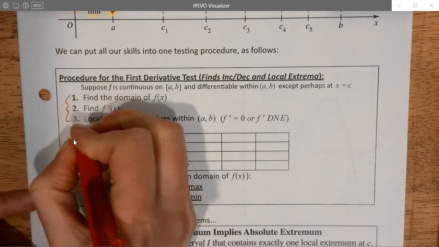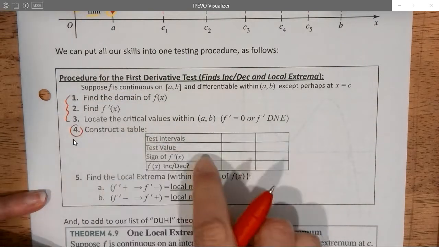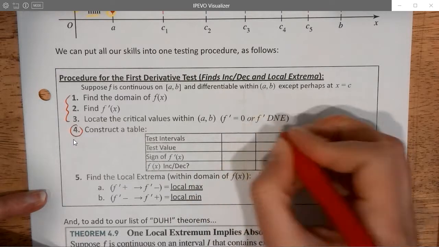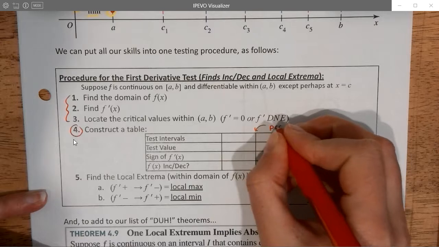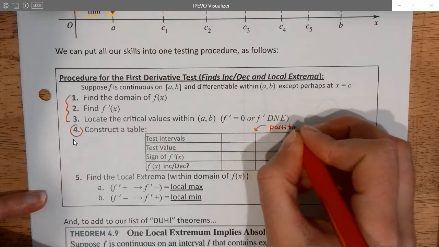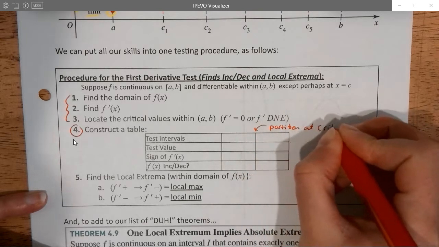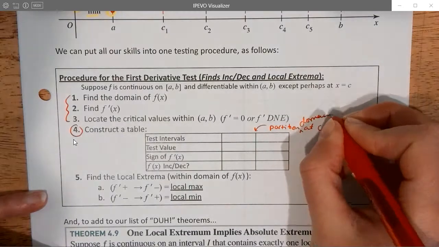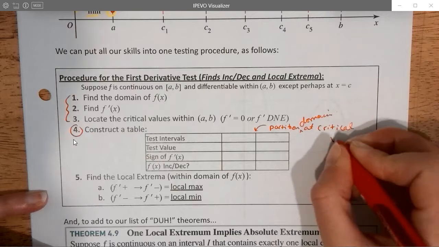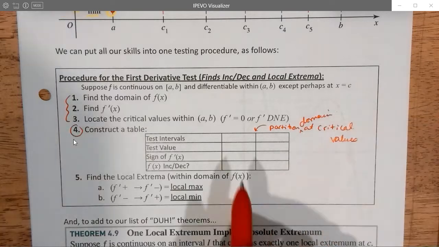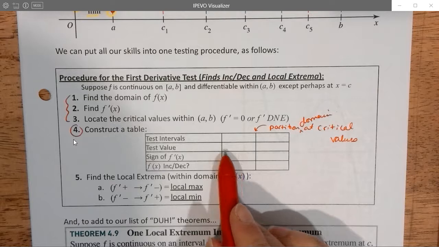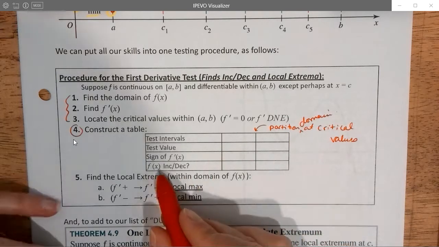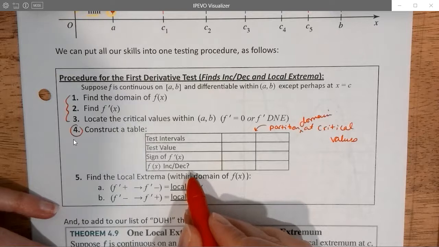New to this test is step 4, constructing this table. So I'm going to take my critical values and partition this table. So we're going to partition the domain at critical values, and then we will pick a test value in the interval, determine the sign of the derivative, and then state whether or not it's increasing or decreasing.